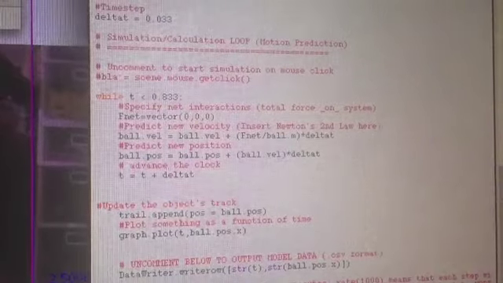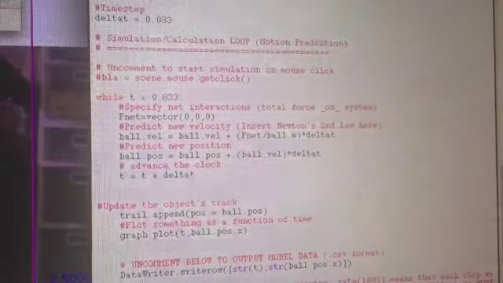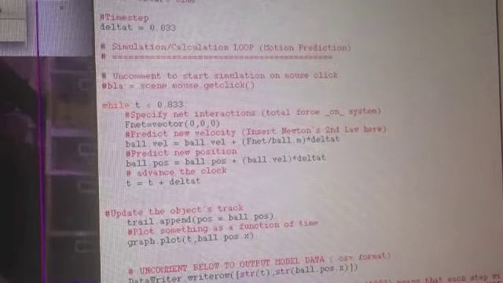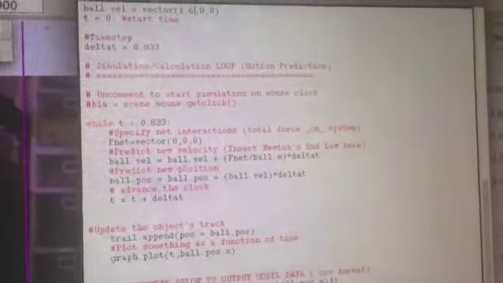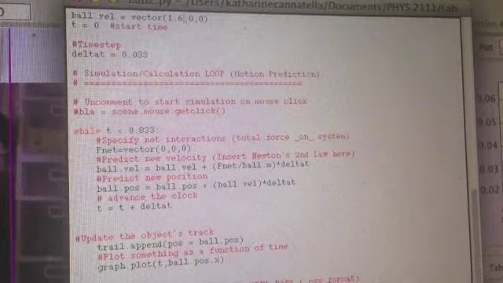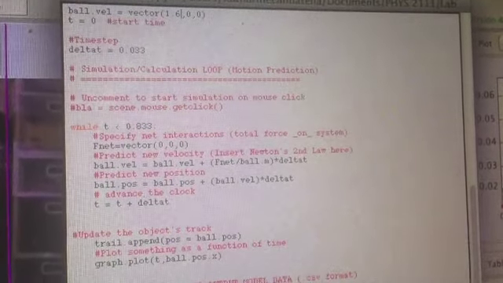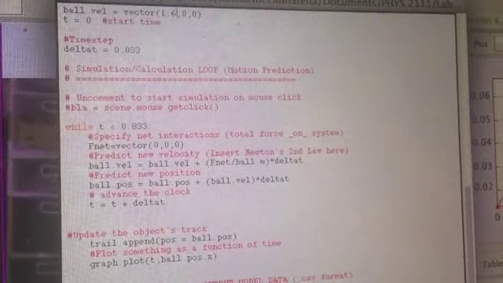Here you can see my code. Notice that Fnet equals 0, which means that there was no force acting on the system other than the initial force, so friction is not taken into account. As you can see here, I update the position of the ball based on the ball's initial velocity, updating it during each delta t time step.